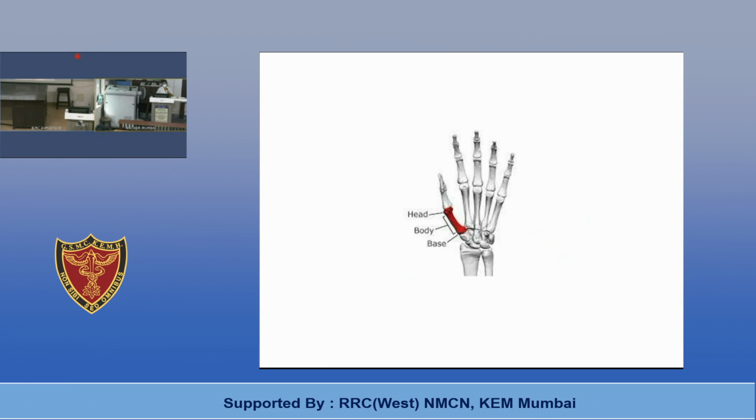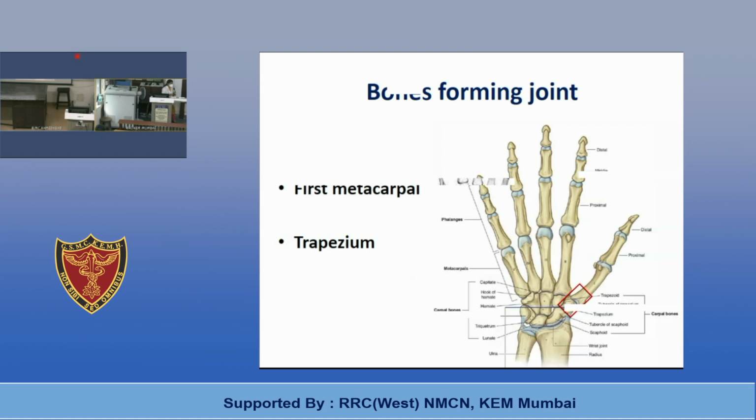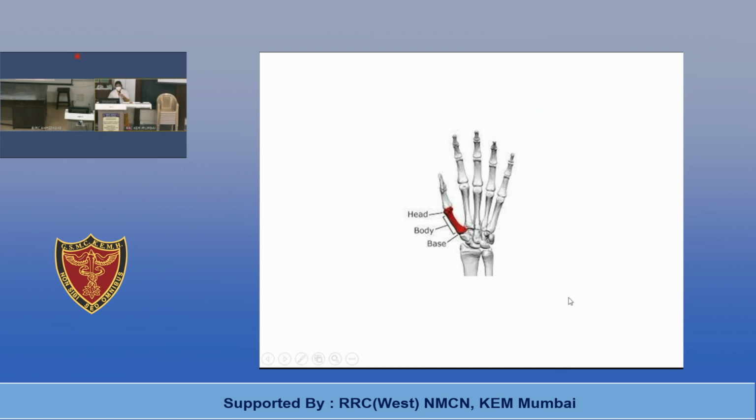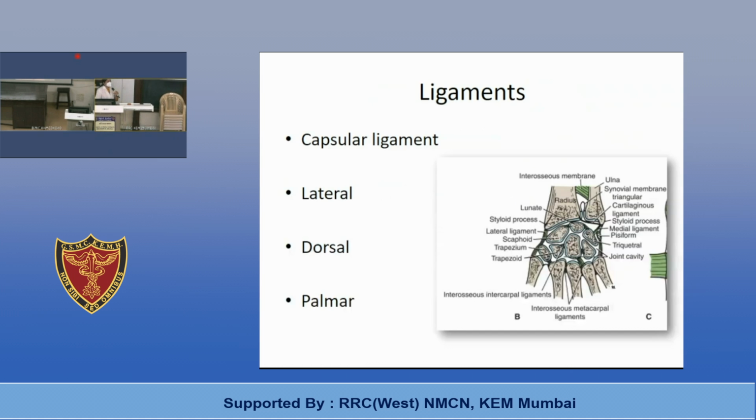Can anyone name the bones forming the first carpometacarpal joint? Which bones form this joint? Trapezium and first metacarpal. The distal surface of the trapezium and the base of the first metacarpal will form this first carpometacarpal joint. The ligaments are the capsular ligament, as we discussed, along the peripheral margin. There will be a synovial membrane.